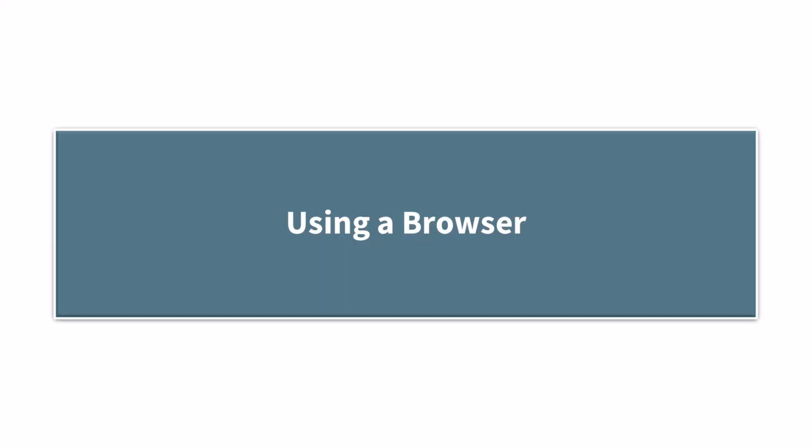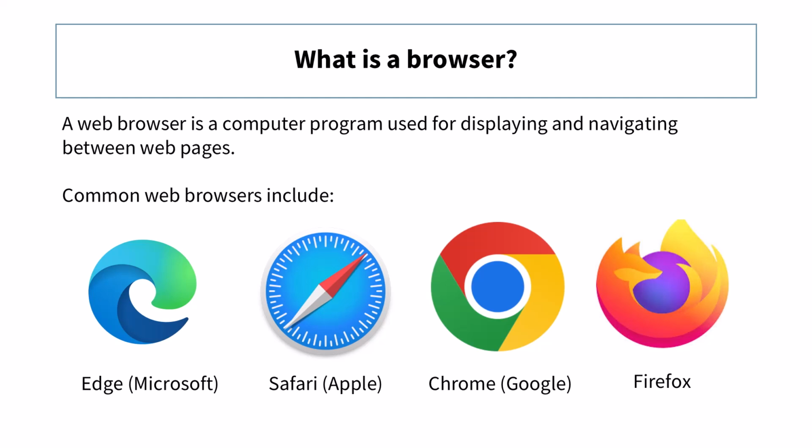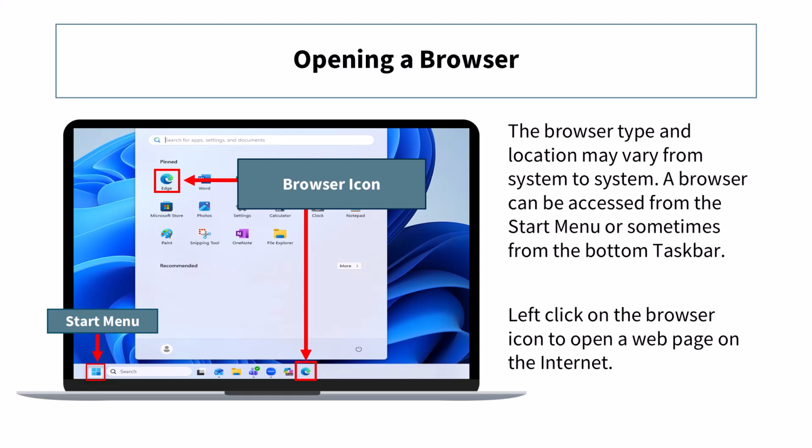Now that we have access to the Internet, let's learn about browsers. A web browser is a program used for displaying and navigating different web pages on the Internet. The images below represent the icons of the most common browsers: Microsoft Edge, Apple Safari, Google Chrome, and Firefox. To select your preferred browser, you can locate it either from the Start menu or sometimes from the bottom taskbar. In the image shown here, we are using Microsoft Edge to access the Internet, so we need to left-click on the Edge icon to open a web page.